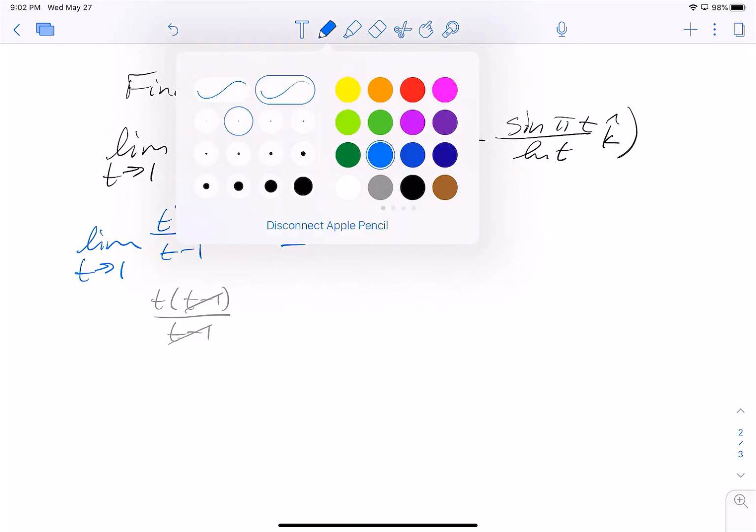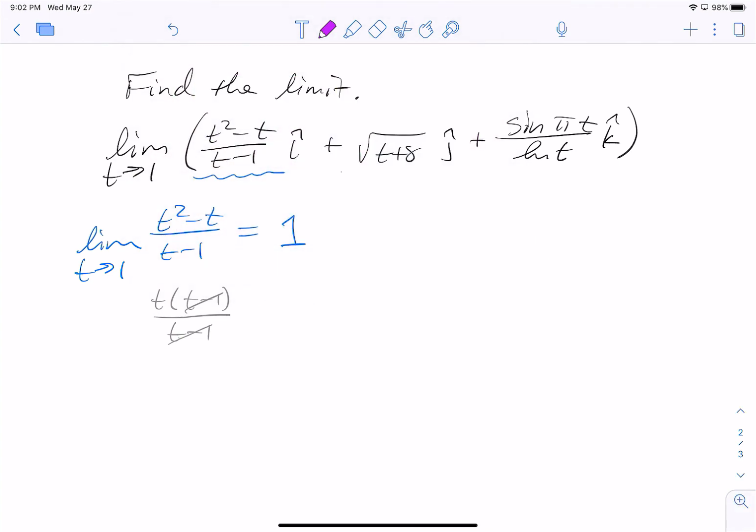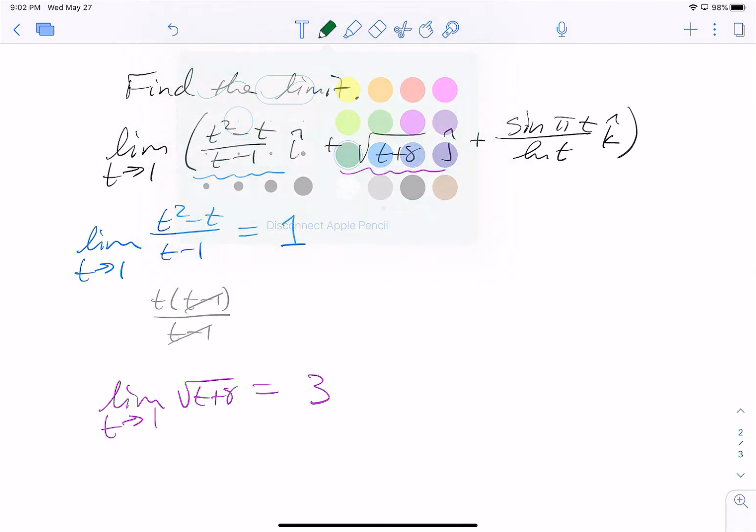On to the next. As t approaches 1, the limit of the square root of t plus 8 is equal to the square root of 9, and so 3. We've been able to make quick work of the first two. Let's see how the last one goes.